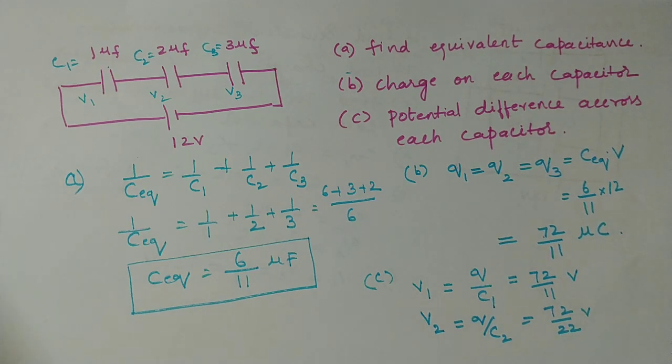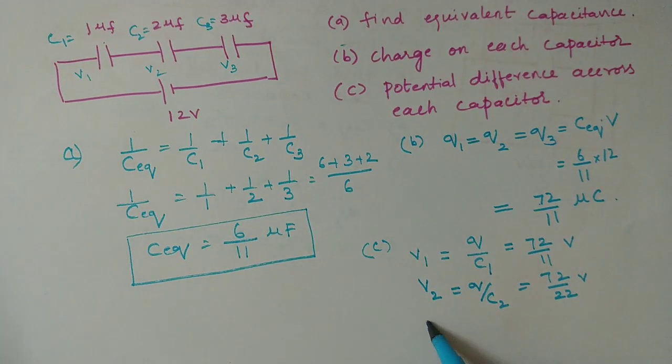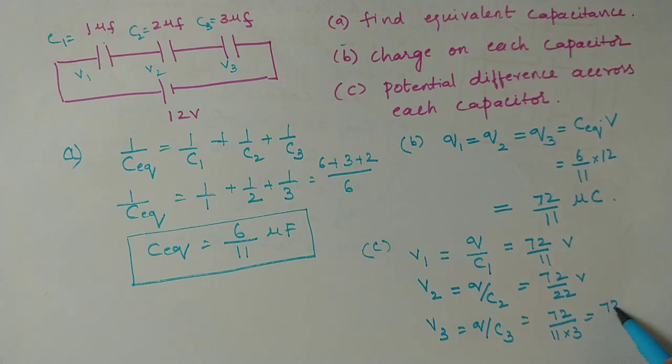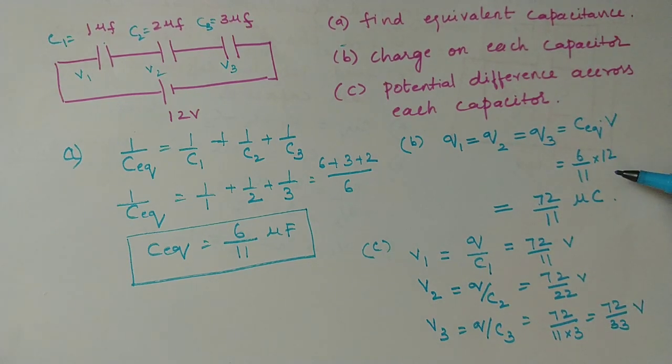And similarly, what will be the value of V3? V3 will be Q divided by C3, that is 72 by 11 into 3. That's nothing but 72 divided by 33 volts. So these will give you the potential difference, and then we have calculated the charge as well as the equivalent capacitance.